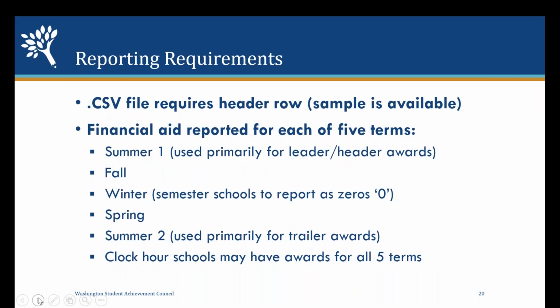The CSV requires a header row, and there is a sample available. Financial aid should be reported for each of the 5 terms. Summer 1, which is generally used for leader or header awards. Fall, winter. Semester schools would report winter as 0 since they don't have a winter term the way quarter schools do. Spring, summer 2, which is primarily used for trailer awards. Clock hour schools may have awards for all 5 terms, so keep that in mind if you are clock hour.